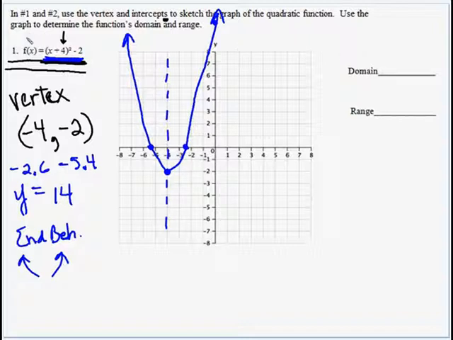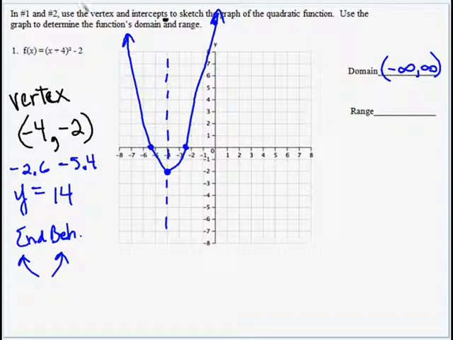Domain. Remember, for any polynomial, the domain is all real numbers, negative to positive infinity. Remember, there is no chance to divide by 0. There is no radical to have a negative underneath. So all real numbers. The range.